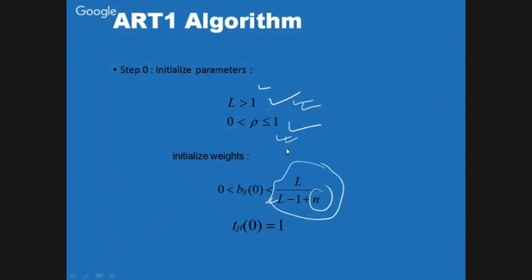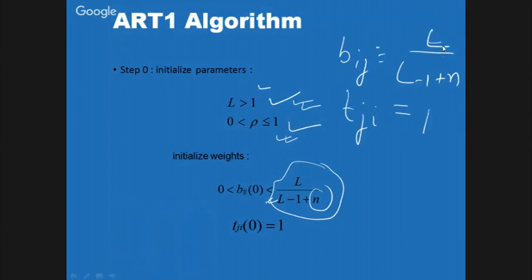Rho is your threshold. Now first of all, we have to initialize the weights also. There are two weights I have told. One is Bij and another is Tji. Now for the first time, Tji is equal to 1. That means all the T values, the top down weights, will be 1. And Bij should be less than or equal to L by L minus 1 plus N. So Bij is less than L by L minus 1 plus N, and Tji equals 1. That has been given by them only for the ART algorithm.